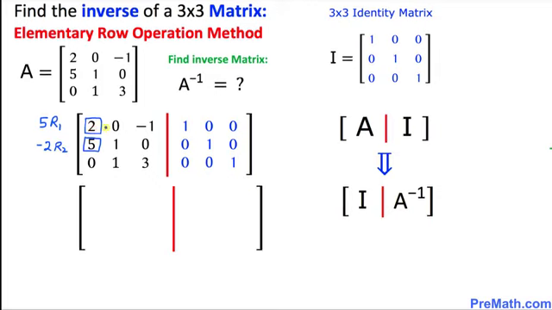So that means our first row is going to become 10, 0, -5, and we need to multiply on this side as well. So this becomes 5, 0, 0, and the second row by -2, so this is going to become -10, -2, 0, and this side becomes 0, -2, 0, and the third row we just leave it alone. I'm going to just write it as it is, 0, 0, 1.